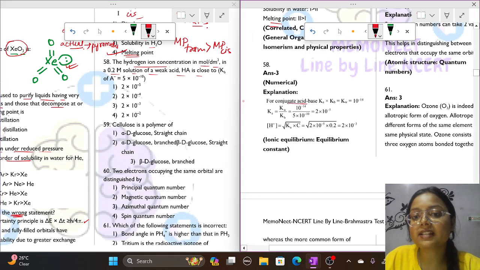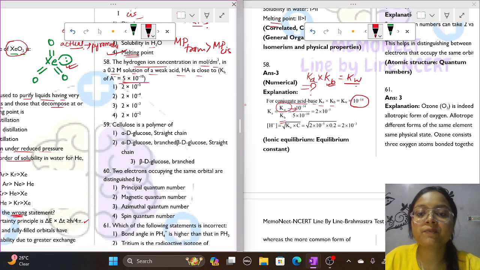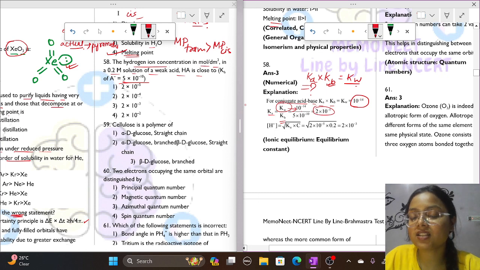For a conjugate acid-base pair, which formula can we use? Ka into Kb is equal to Kw. What is the value of Kw? It is 10 to the power minus 14. We have to find the value of Ka. Kb is given, so Ka equals Kw divided by Kb. Kw is 10 to the power minus 14, and the Kb value given in the question is 5 into 10 to the power minus 10.